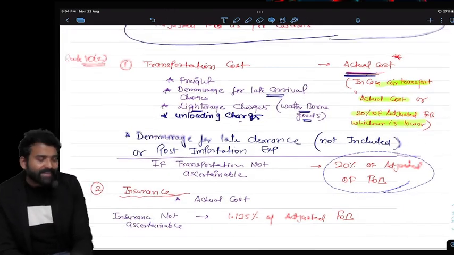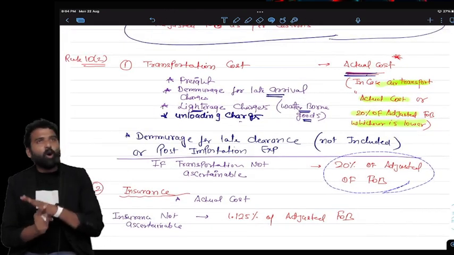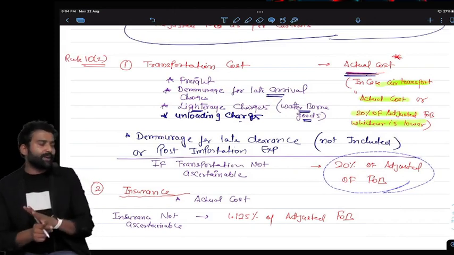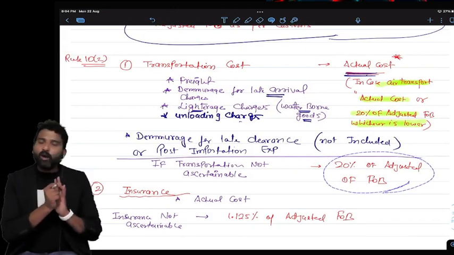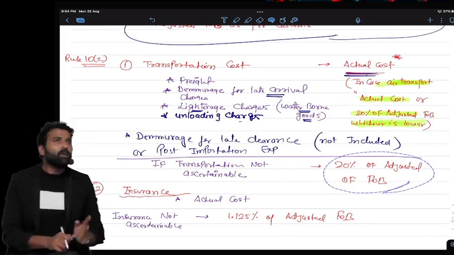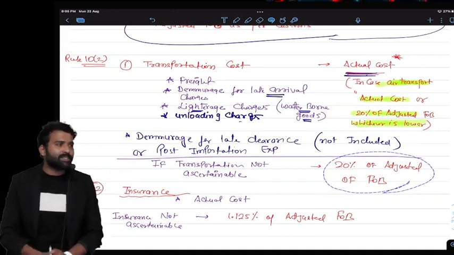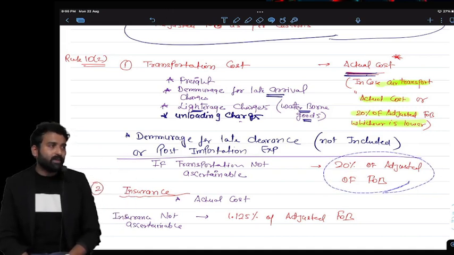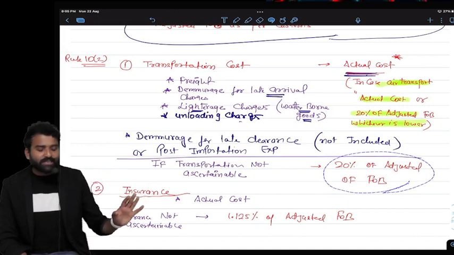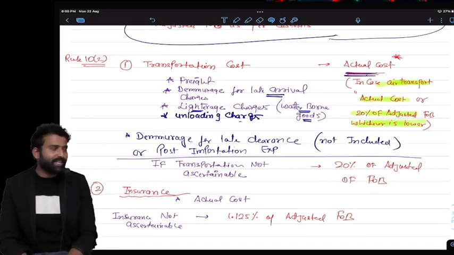Again, I am repeating, look at the question. First of all, look whether there is air freight or vessel freight, water freight or air freight. If it is water freight, always go for actual cost. If it is air freight, go for actual cost, but check it should not be more than 20% of the adjusted FOB. If there is no transportation cost given in the question, just add 20% of the adjusted FOB. This is for the transportation.